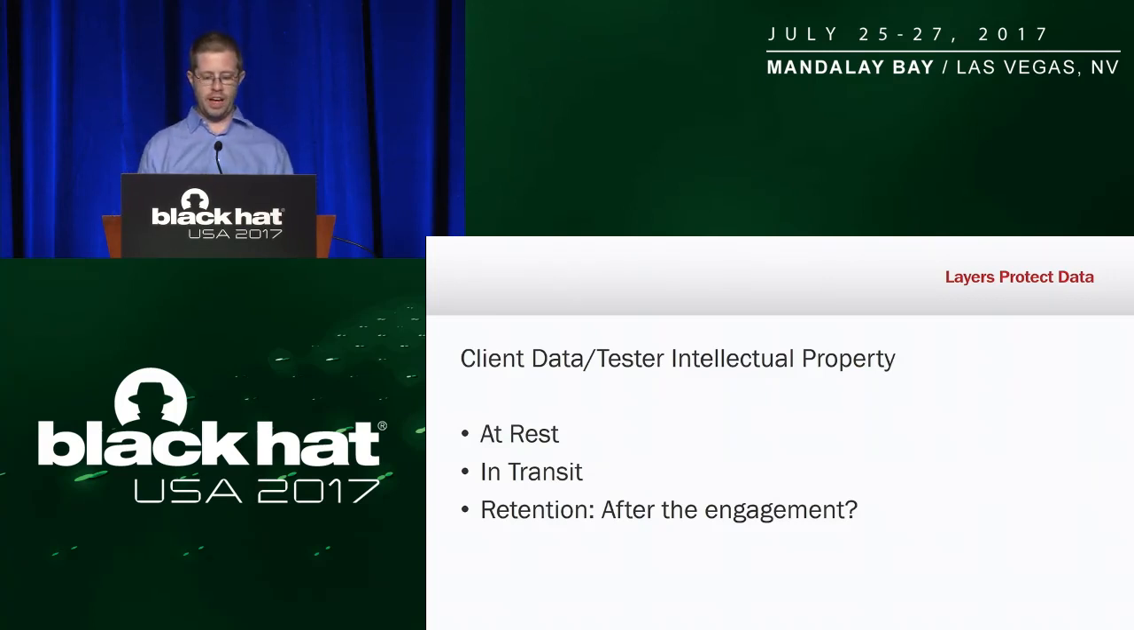How do we deal with client data and tester intellectual property at rest, in transit, and how do we retain it? And so at rest meaning on the systems themselves and on our systems during the engagement. Do we have multiple clients' data on the same systems while we're doing our engagements? Do we securely transport it? Hopefully with our tunneling and our layering of security, that's not as much of an issue.